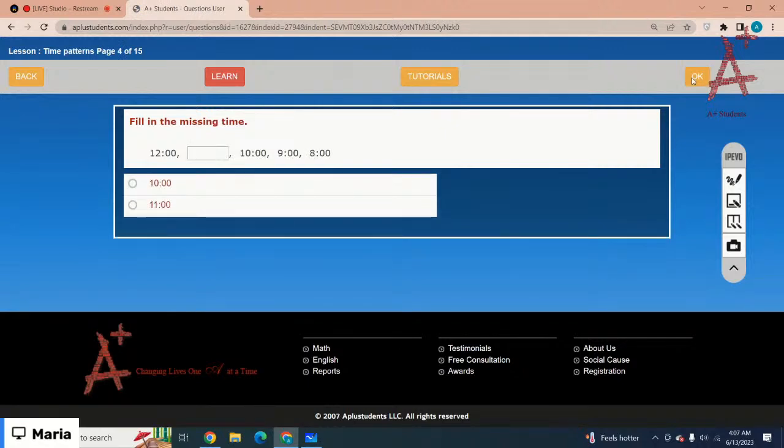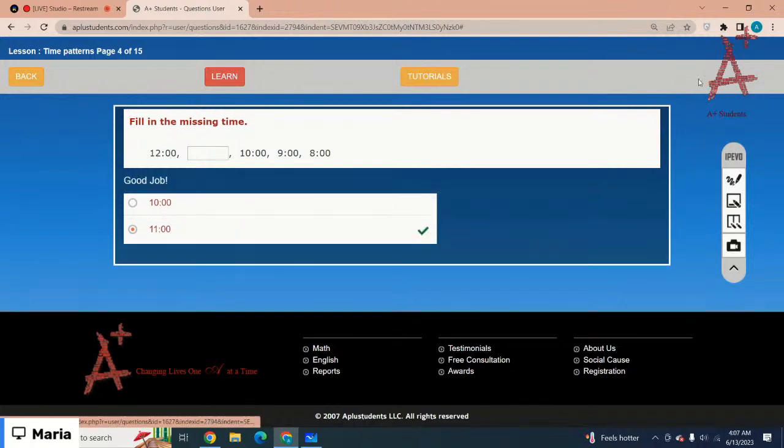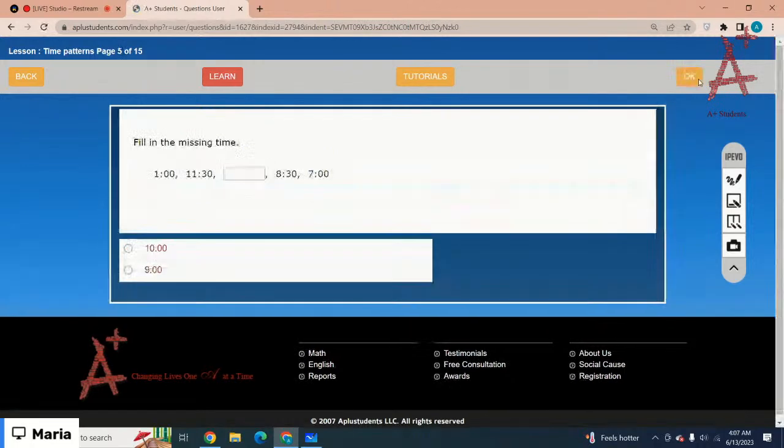Okay, then you have 12, the missing one, 10, 9, 8. So you go back 1 hour each time. So which is the next one after 12? You go back 1 hour each time. So after 12, 1 hour back is 11. So the missing one is 11: 12, 11, 10, 9, 8. Got it? Very good. That would be 11.